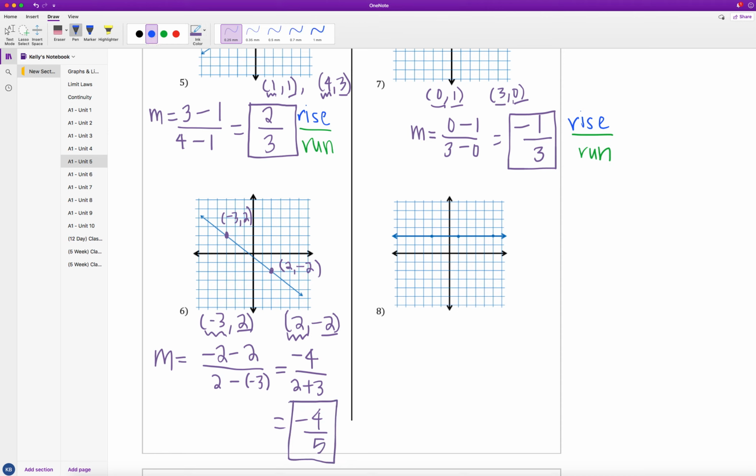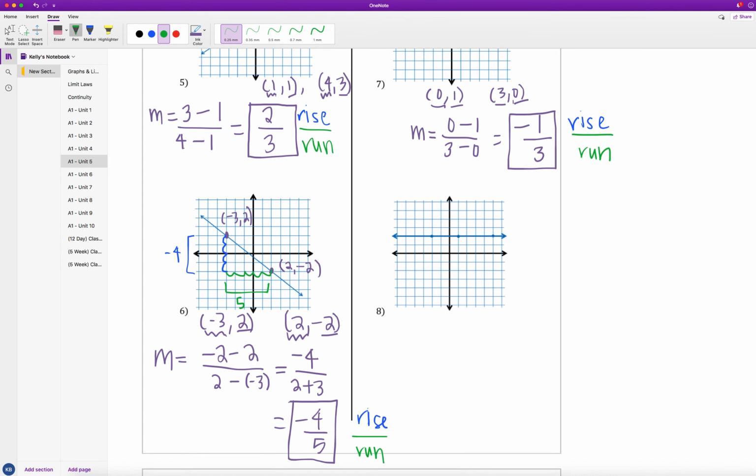Now, if we look at this from a graph perspective, that means that I should be falling 4 and then going to the right 5. Since, remember, I have my rise over my run, so let's check. I go down 1, 2, 3, 4. So that's representing our -4 going down. And then I'm running by 1, 2, 3, 4, and 5. And that does match up with our slope being -4 over 5.